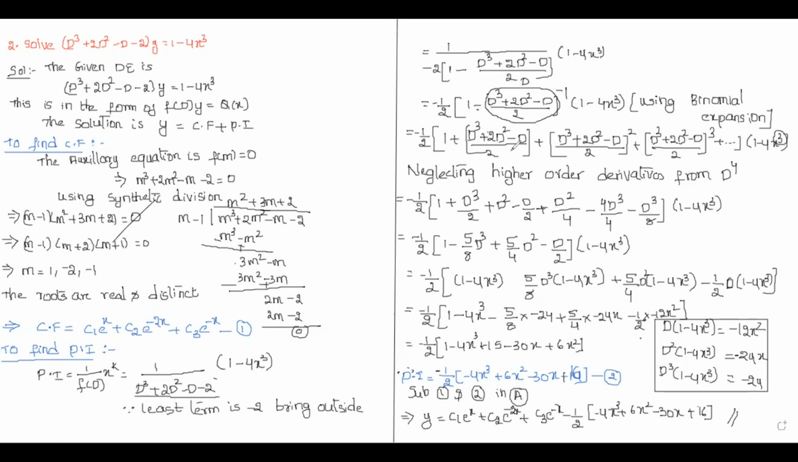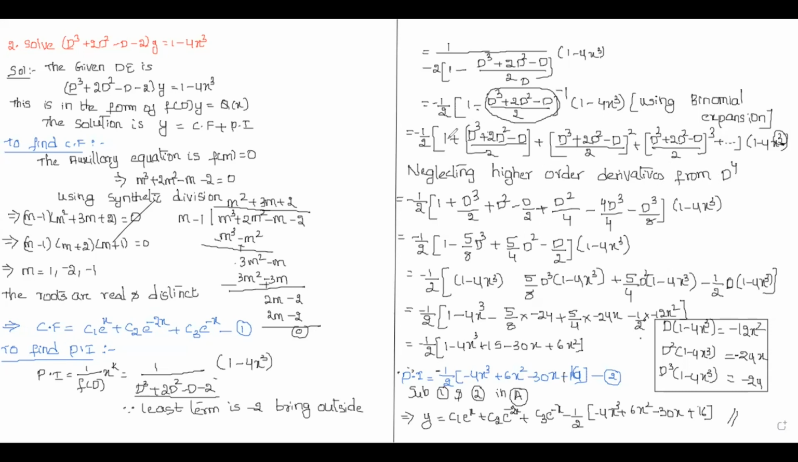So 1 plus d, which is nothing but d cube plus 2d square minus d by 2, plus d cube plus 2d square minus d by 2 whole square, plus d cube plus 2d square minus d by 2 whole cube, and so on. The highest power of x is 3, so the derivative should contain only up to d3. Higher order derivatives from d4 are to be neglected.